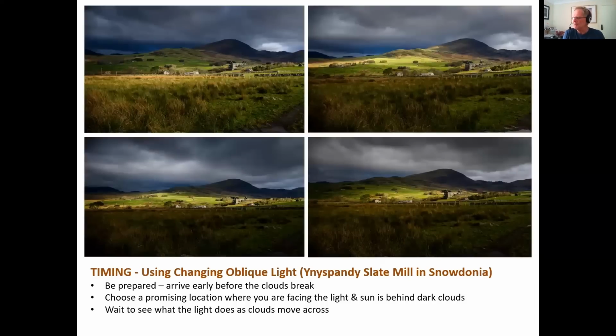This is just another example of using oblique lighting, or light from the side, just showing how it can hit certain parts of the landscape. I was looking for the light to hit the mill. This is taken in Snowdonia.